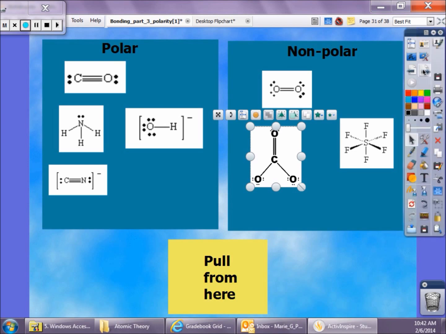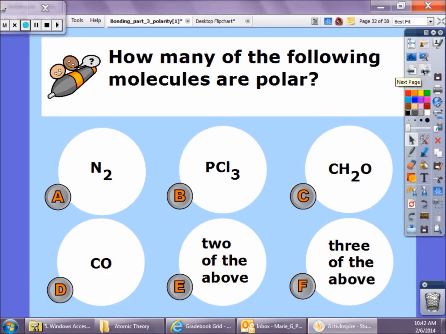All right, next. How many of the following molecules are polar? Can you quickly check your electronegativity and tell me which ones are polar? I heard CH2O polar. What else? CO. What is the difference in electronegativity in CO? 1. Polar or non-polar? Polar. Now, is N2 polar or non-polar? Non-polar. The difference in electronegativity is 0.